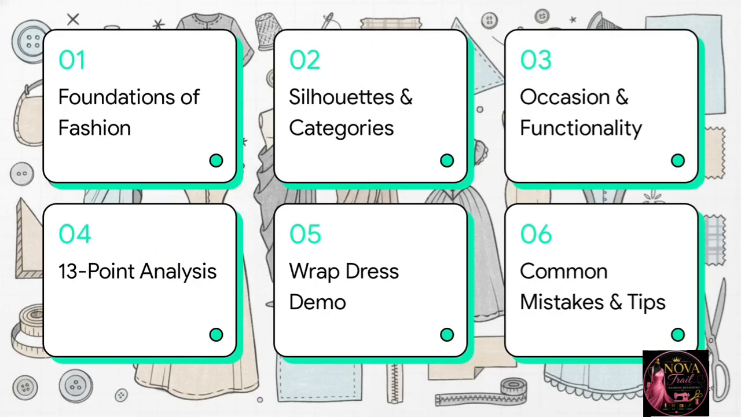To get there, here's our agenda for today's masterclass. We're kicking off with the foundations of Western fashion, then moving right into silhouettes and categories, followed by occasion and functionality. After that, we'll dive into the 13-point analysis framework, put it to the test with a wrap dress demonstration, and wrap the whole thing up with some common mistakes and pro tips.